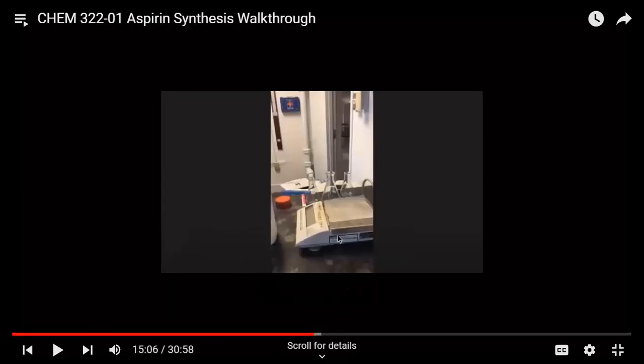All right, so you can see the balance is set up with a sheet of wax paper, and then the salicylic acid is here, and then we'll take a spatula and just add it. And then we're going to weigh out 6.9 grams. All right, we had 3.62. So I can kind of gauge and see how much I need.